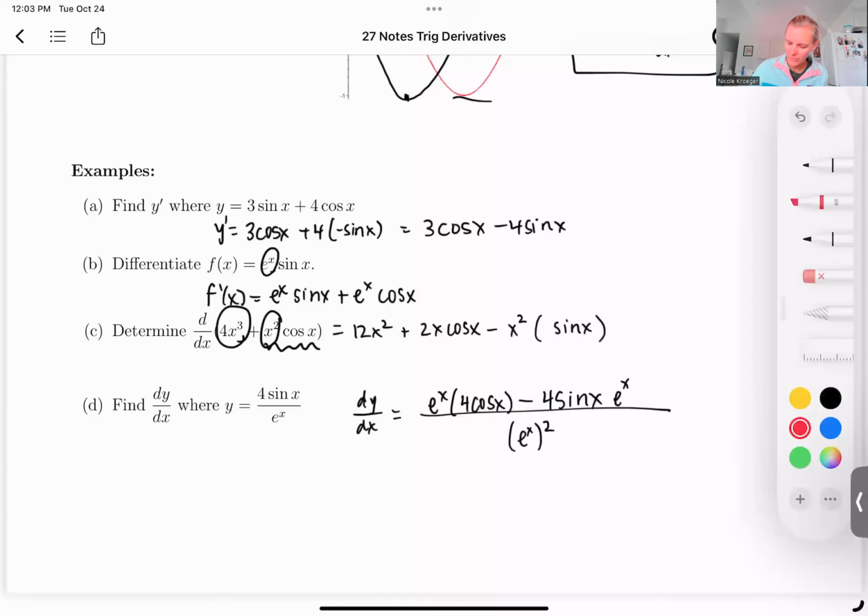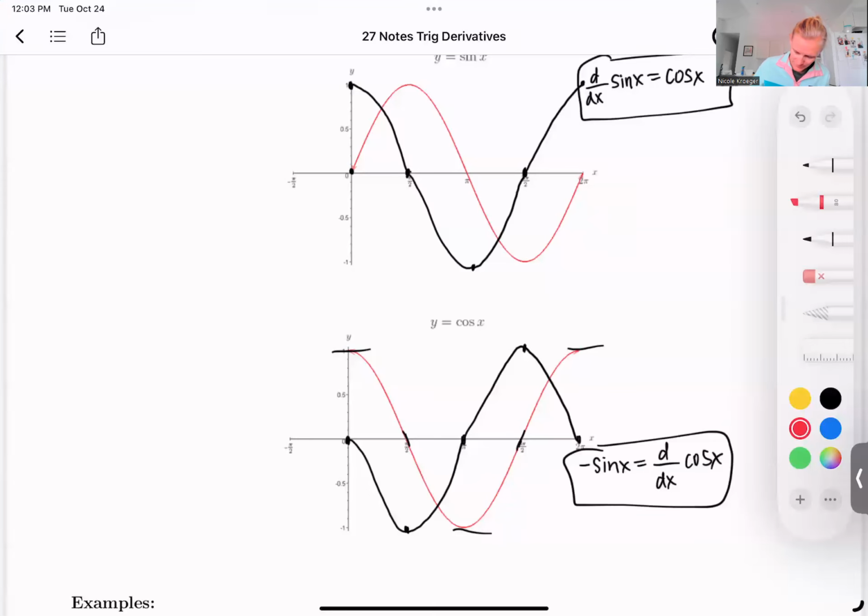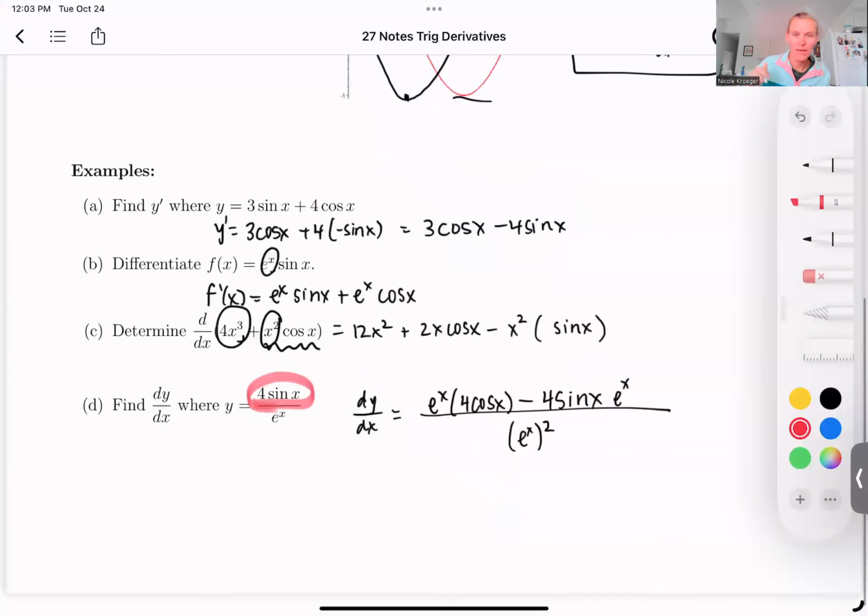Remember that we don't have to use product rule on something like 4 sine of x because the 4 is a constant and its derivative is 0. The only time we have to use product rule is when we have an x times a sine or a cosine. And we'll do lots of practice in class.